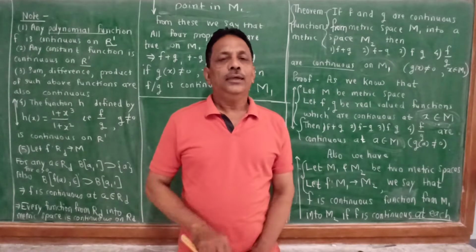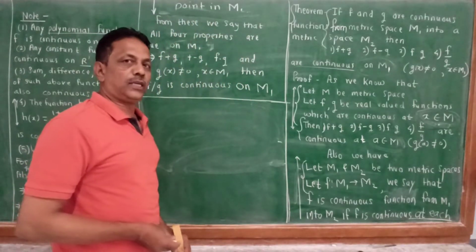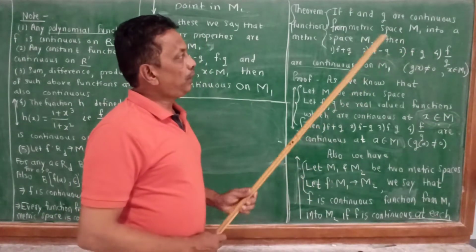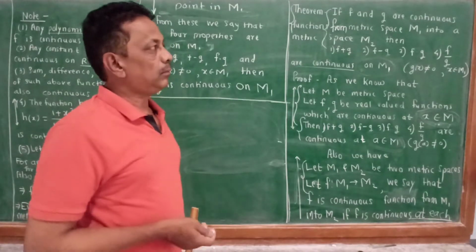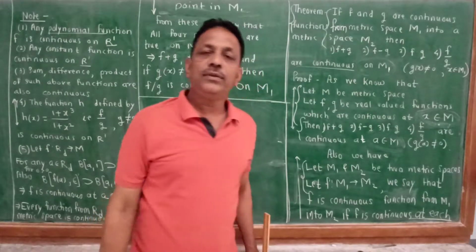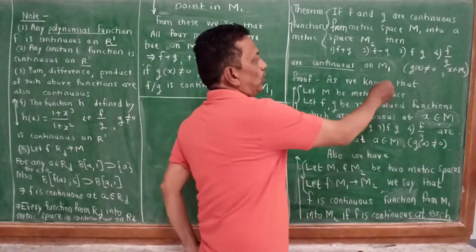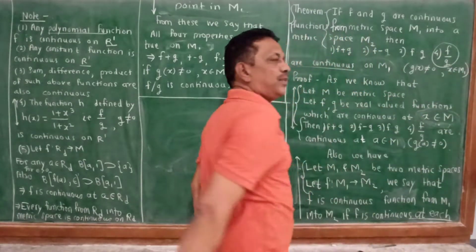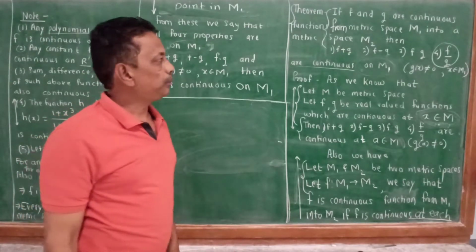Welcome to the next part of this continuous function on metric space. Here is one theorem. If f and g are continuous functions from metric space M1 into metric space M2, then f plus g, f minus g, f dot g and f upon g are continuous on M1. Here, for the fourth property, this is the condition: g of x is non-zero where x belongs to M1.